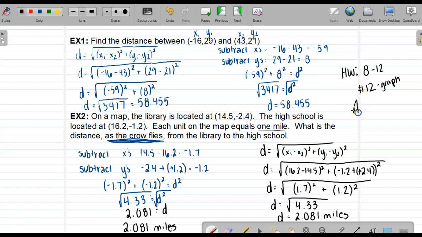What is the area of a triangle? Base times height divided by 2, or 1/2 base times height. Depending on where you're at, you would have learned it differently. So you'll need that for number 12. You might want to write it next to it. Base times height divided by 2.